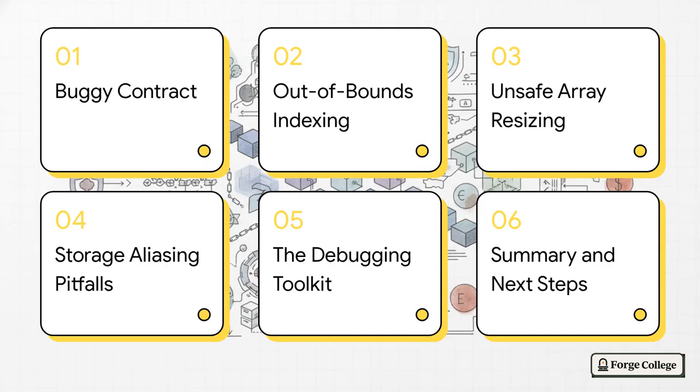Here's a quick look at our agenda for the investigation. We'll start with the buggy crime scene, then look at out-of-bounds indexing bugs, unsafe array resizing, storage aliasing pitfalls, the debugging toolkit, and finally, a quick summary and next steps.